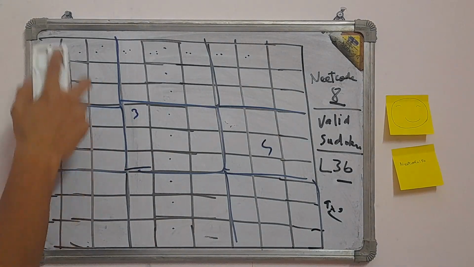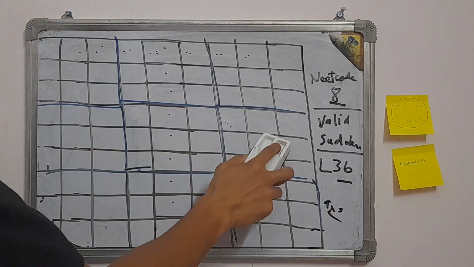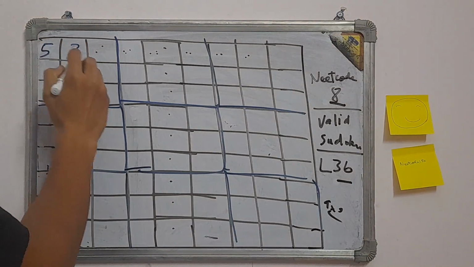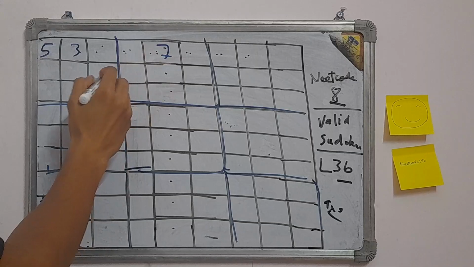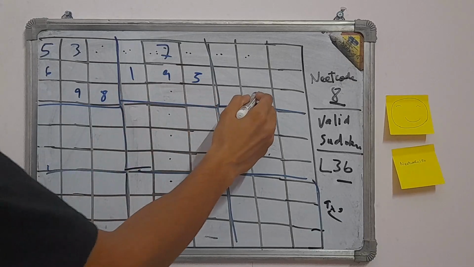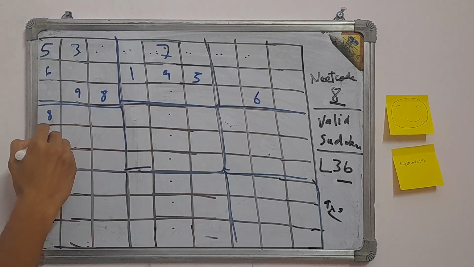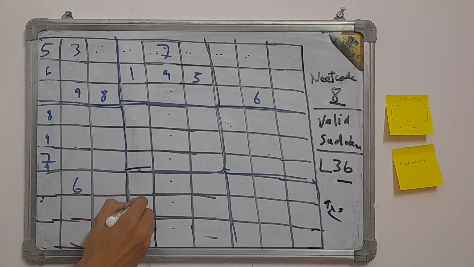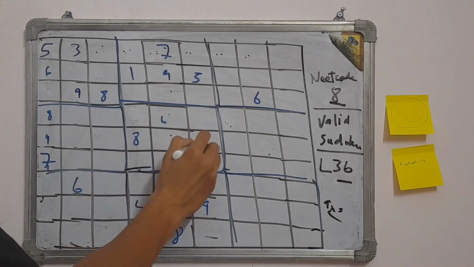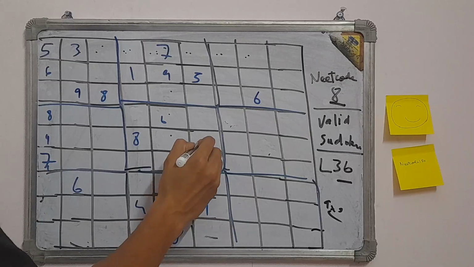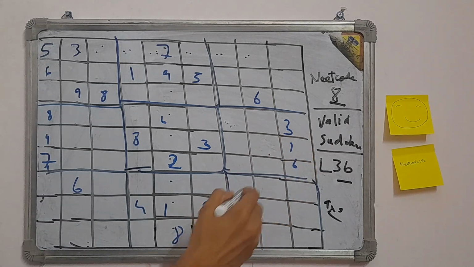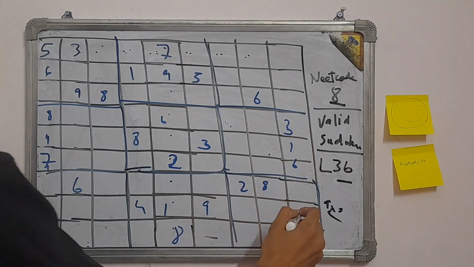So the question says, we will be given a Sudoku, a partially solved Sudoku. Not all cells. Let's take an example. So we have 5 and then 3 and then 7, 6, 9, 8, 1, 9, 5. This is the example from the question on LeetCode, so I am just copying that same example. We got 8, 4, 7, 6, 4, 1, 9, 8, 8, 6, 2, 3, and we have 6, 3, 1, 6, and 2, 8, 5, 9, 7.